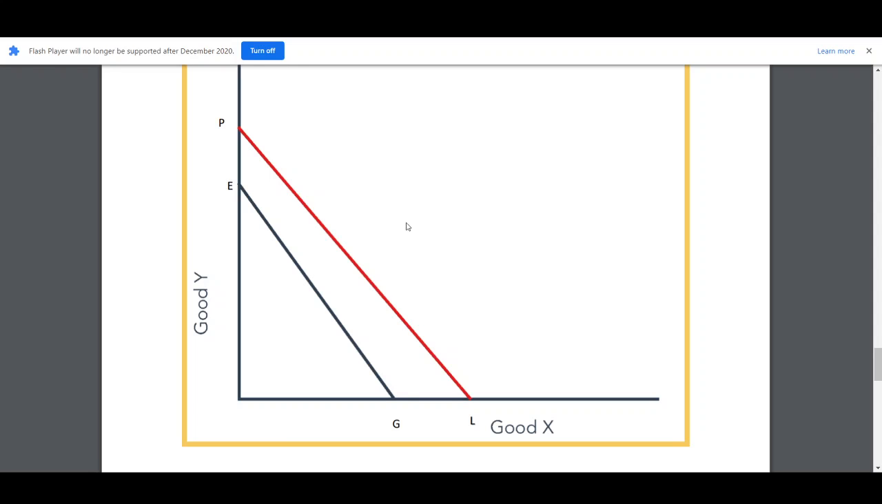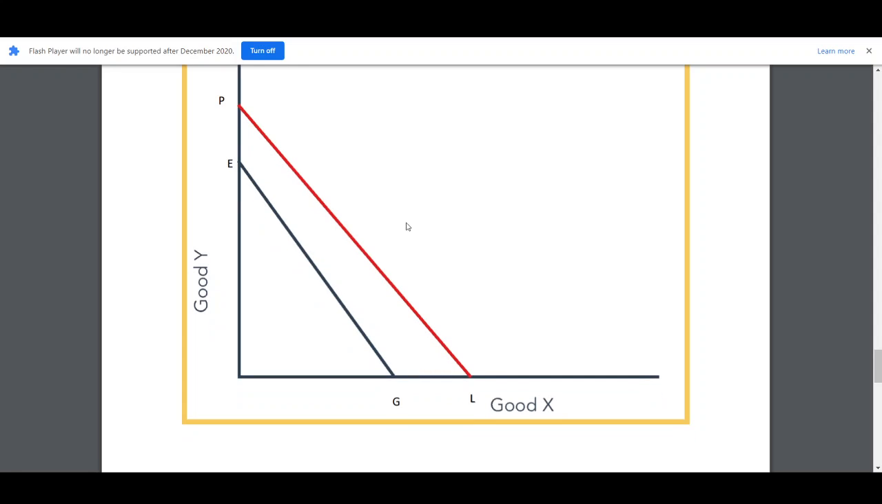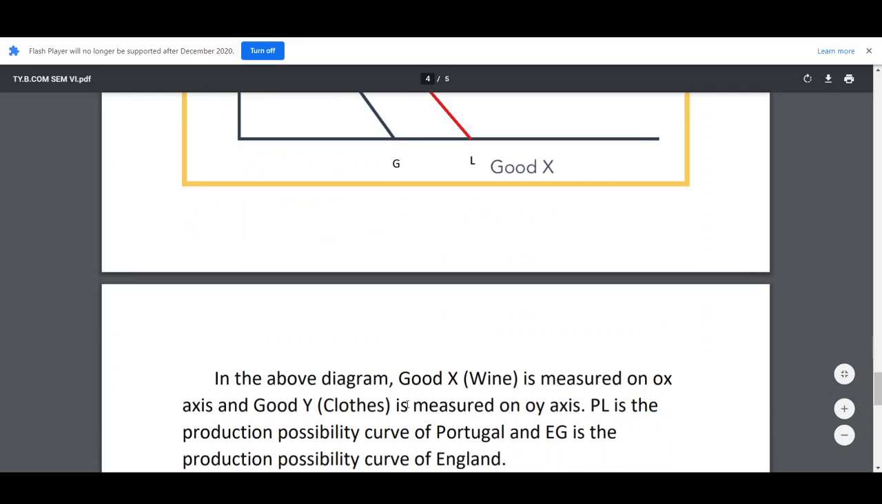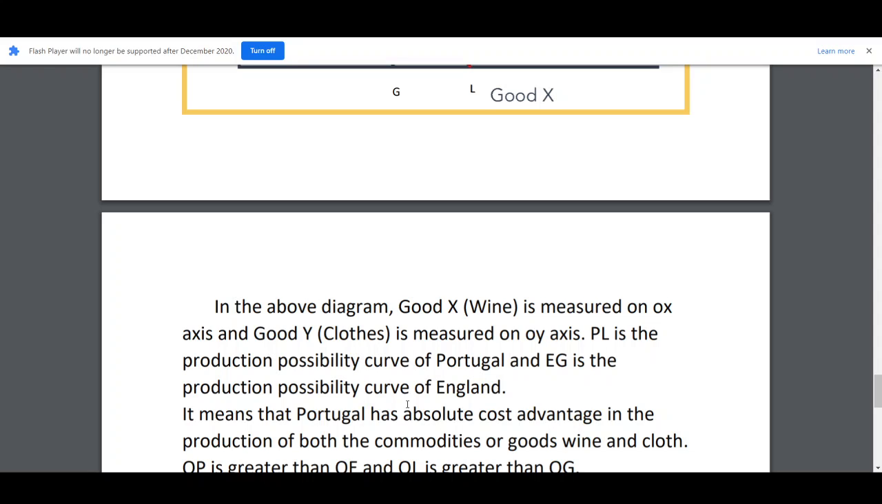And on the OX axis, we are measuring what? Good X, or we can say commodity X. And on the OY axis, we are measuring commodity Y or good Y. There are two possibility curves, PL and EG. Now, good X means we can say wine. So the wine is measured on the OX axis and cloth is measured on the OY axis.